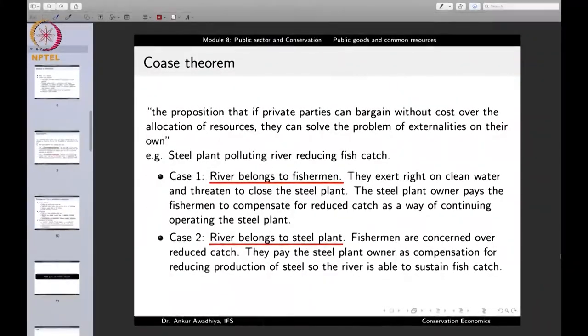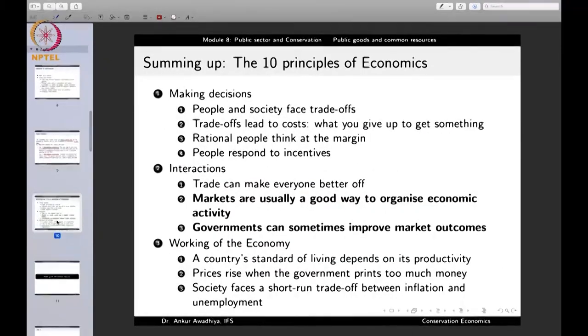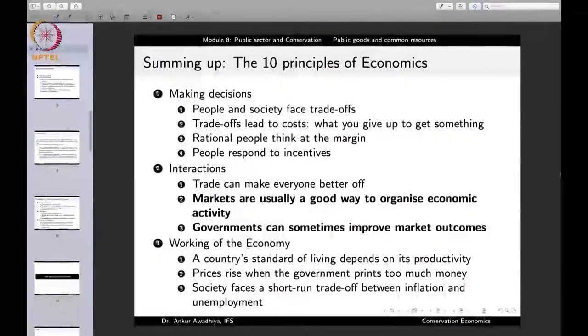Whether the property belongs to any one party, if both parties are able to bargain without cost over the allocation of resources, they can solve the problem of externalities on their own. So essentially what we are saying here in the case of externalities is that markets are usually a good way to organize economic activity, because as we have observed, people can do trading of pollution permits, people can go with the Coase theorem and solve the problem of externalities. But if that does not happen, another option is that governments can sometimes improve the market outcomes, as in the case of corrective taxes.